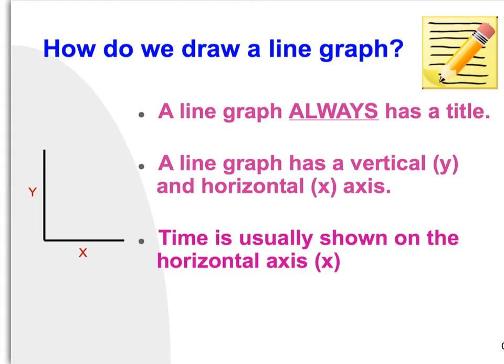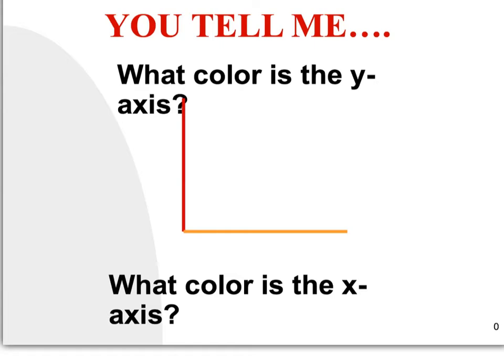Now, like I said, time is usually shown on the horizontal axis, which is this one here. So can you please write that down? Alright, now it's up to you. What colour is the Y-axis and what colour is the X-axis? So I'll just give you a moment, pause the video and think for a moment which colour is which. Alrighty, well, you should have realised that yellow is X and the red is the Y-axis.